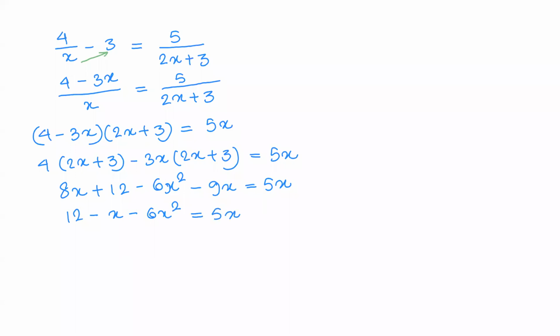Now you get 5x to the left hand side. So we have minus 6x square minus x. If we get 5x on the left hand side, we get minus 5x plus 12 equals to 0. So minus 6x square minus x minus 5x gives us minus 6x plus 12 is equal to 0. So now we are getting closer to the quadratic equation.